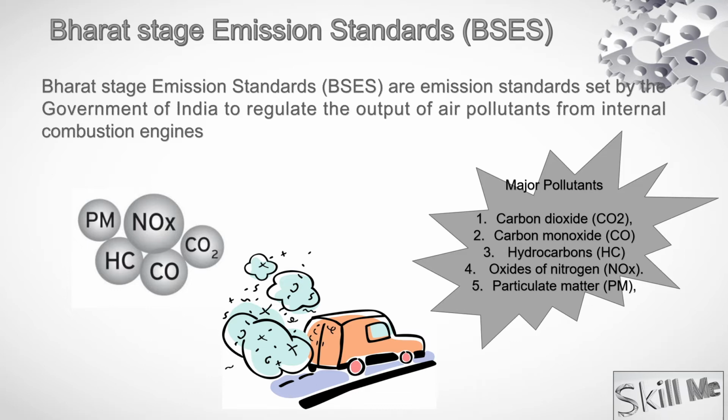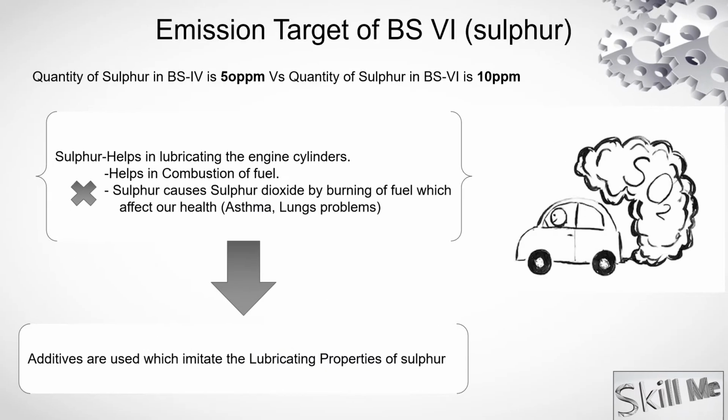And to limit these emissions, we have the emission standards. So let's see how BS6 is going to limit these pollutants. First, the emission target of BS6 is sulfur. The quantity of sulfur in BS4 is 50 ppm, whereas the quantity of sulfur in BS6 is 10 ppm. So we can see there is a significant decrease in the quantity of sulfur from BS4 to BS6.